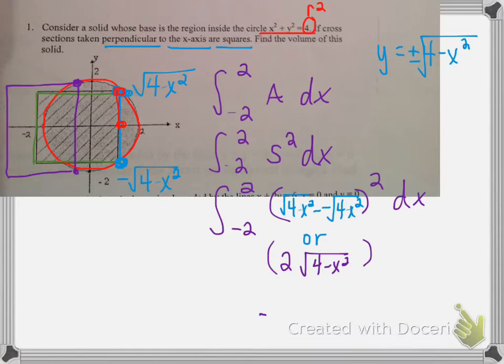Alright, so we're going to continue with that same problem, so I'm not going to go to number 2 yet. And I'm going to draw that base again. But this time, let's say that instead of squares coming up, let's say that you have circles.